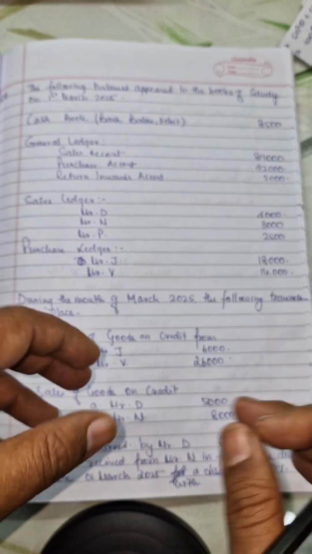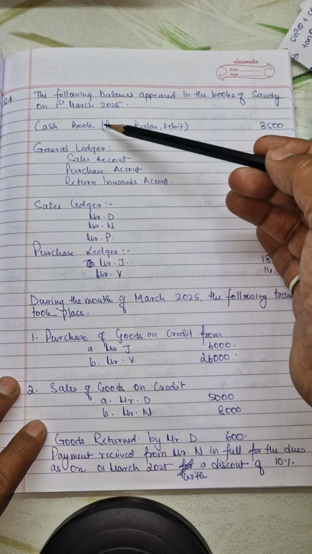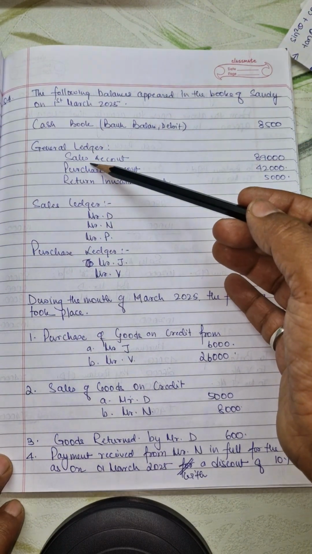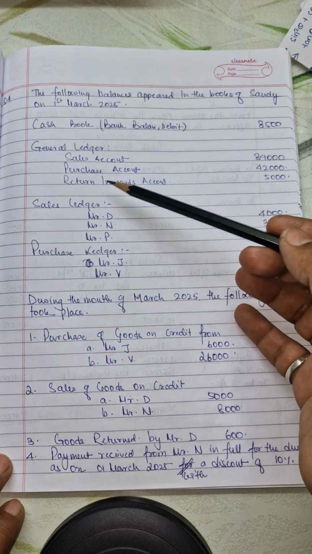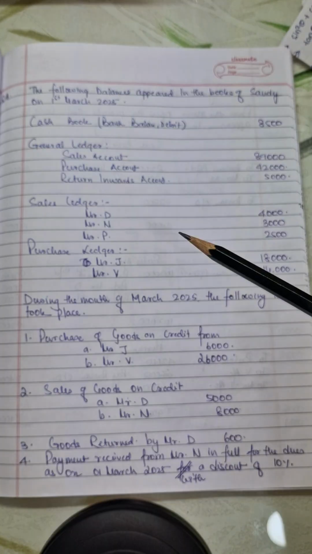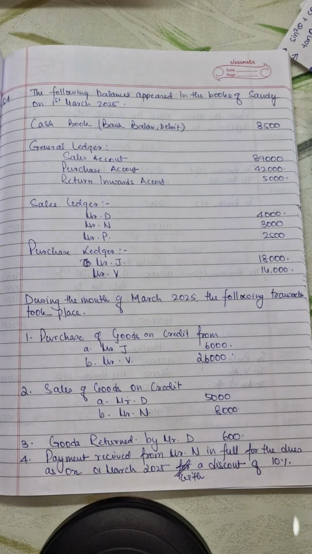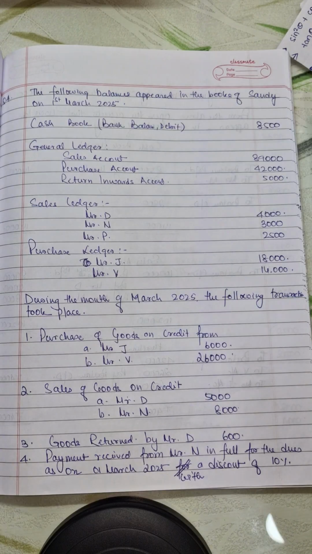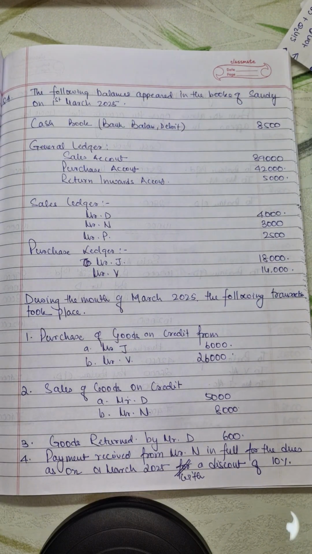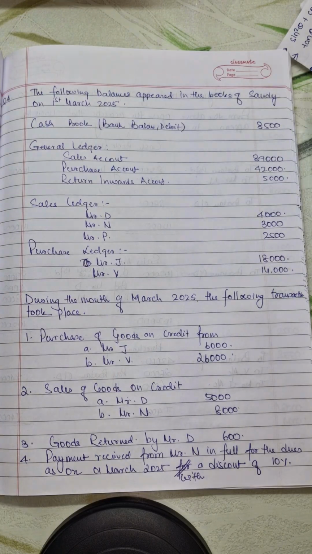Now we will prepare the ledger accounts. We will prepare the ledger first, ledger accounts of cash, sales account, purchase account, return inward account, Mr. D account, Mr. N account, Mr. P account, Mr. J account, Mr. V account. These are the ledgers to be prepared by us first. Now let's post the balances accordingly.